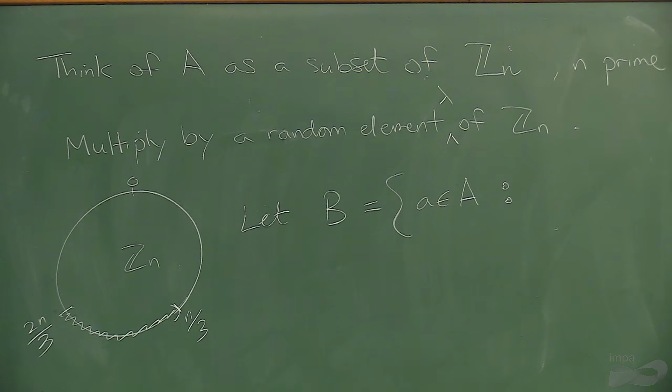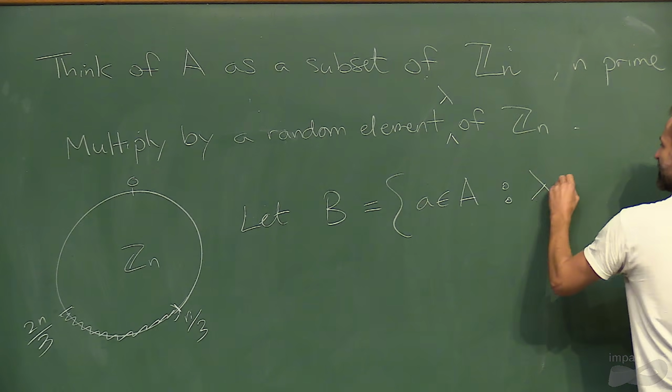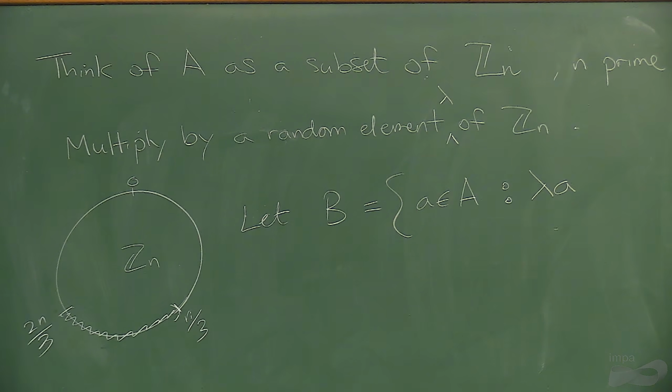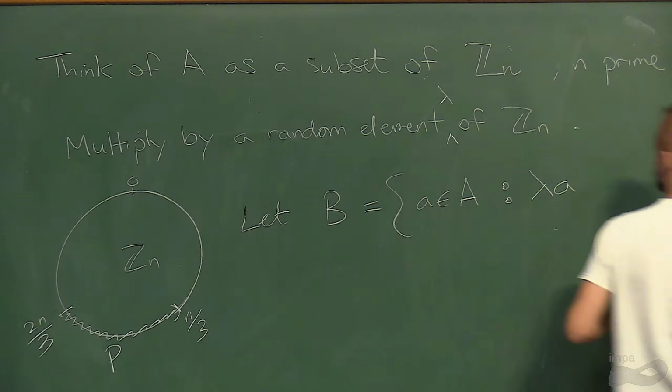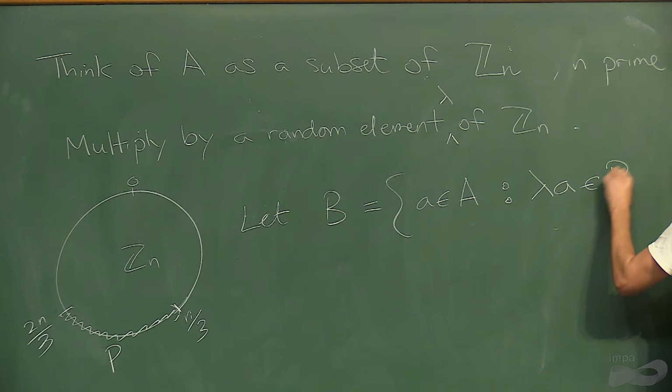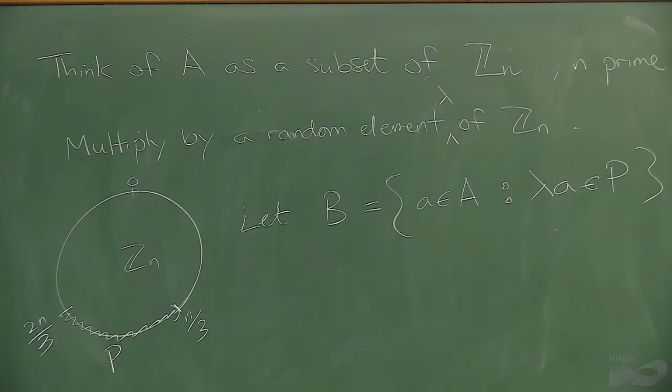What do we call this thing? P. Take all the elements of A, but when you multiply them by this random number, this random lambda, they land in the middle third.